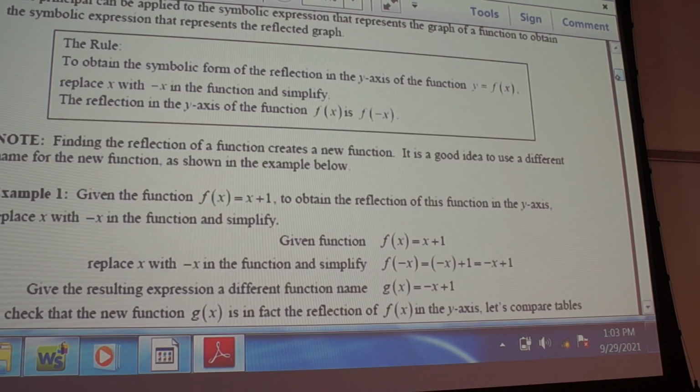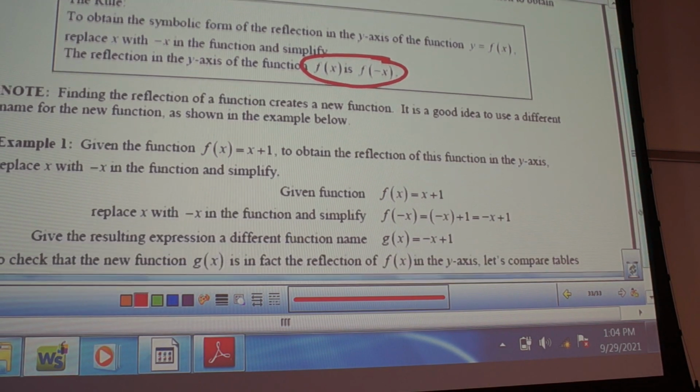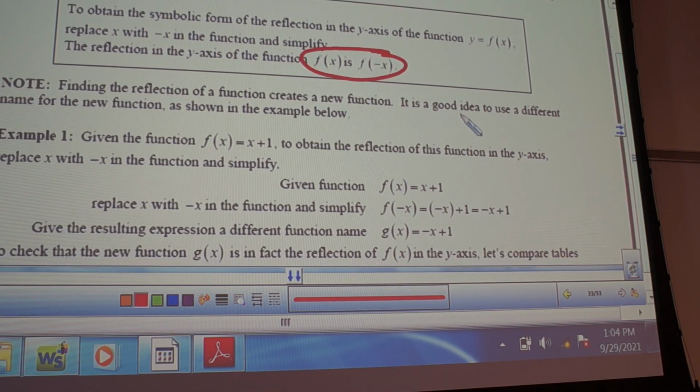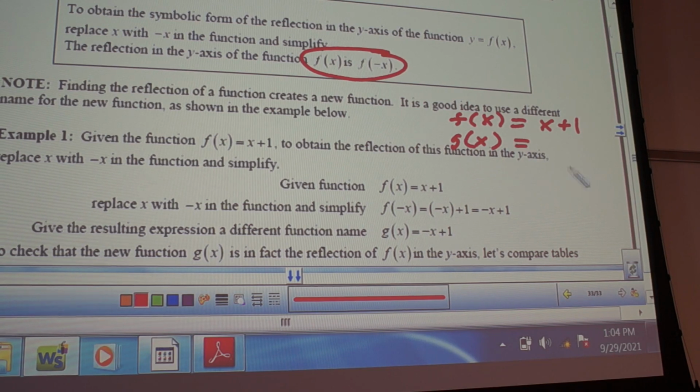What we do is we have y equals f of x. The new function becomes y equals f of negative x. So, here's an example. I have f of x equals x plus 1. I'm going to change that, and I'll call it g of x. Everywhere I see x, I'm going to swap it out with negative x.